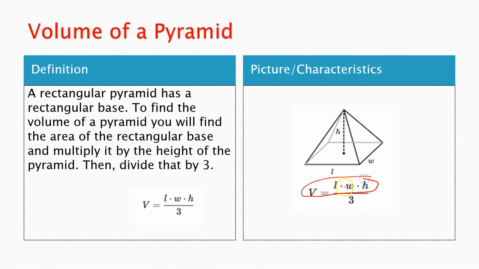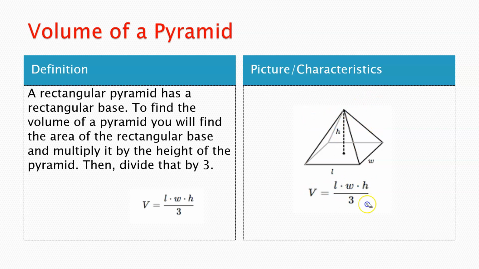Volume, this top part, is equal to length times width times height. If you only did that, you would have created, if I can draw this, you would have created a cube or a rectangular prism. So what we have to do in order to get a pyramid is divide by 3. A pyramid would be 1/3 of that size. So that's why we divide by 3.